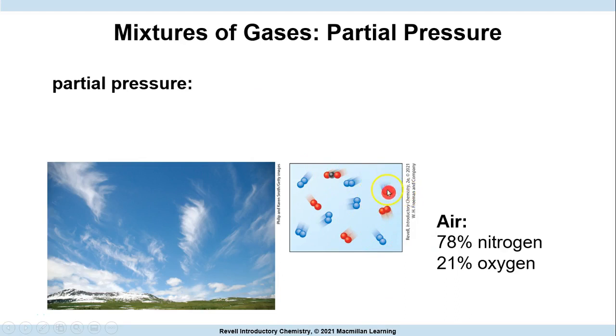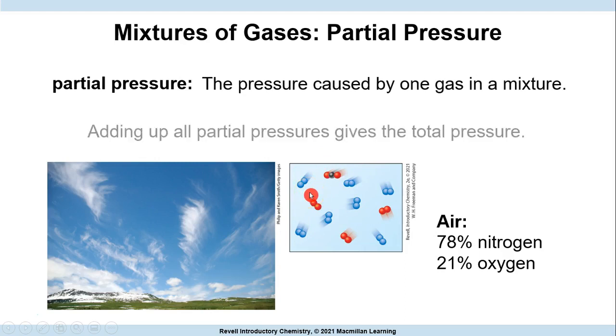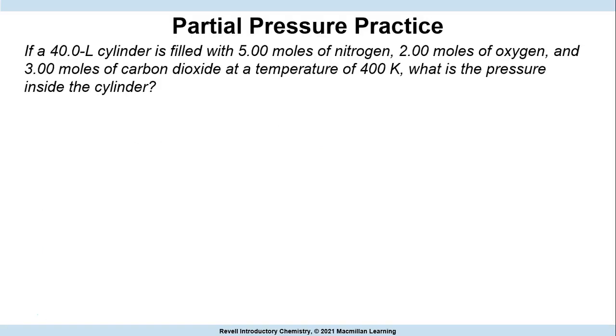So nitrogen will exert a partial pressure in this container. Oxygen will exert a partial pressure, which is just the pressure exerted by oxygen. And then the carbon dioxide will exert its own pressure. That is called a partial pressure. The partial pressure is the pressure caused by one gas in a mixture. And the total pressure is the sum of all the partial pressures.